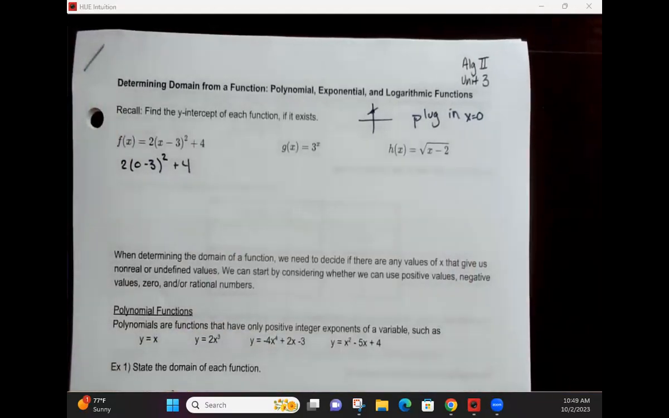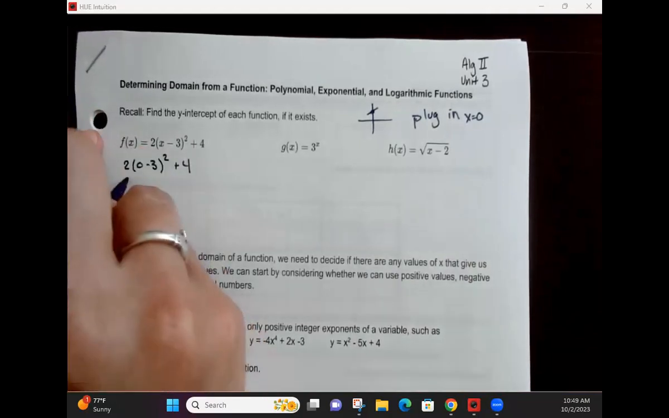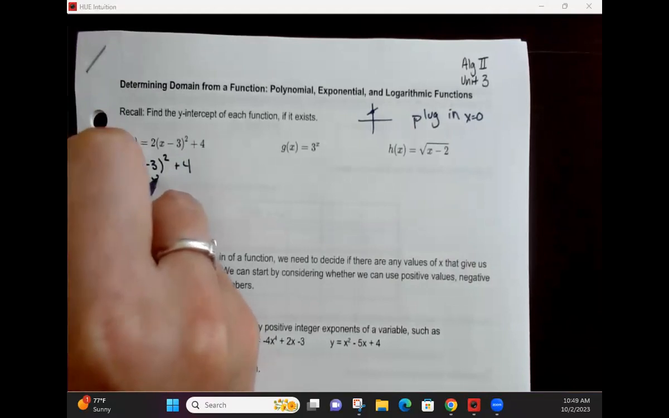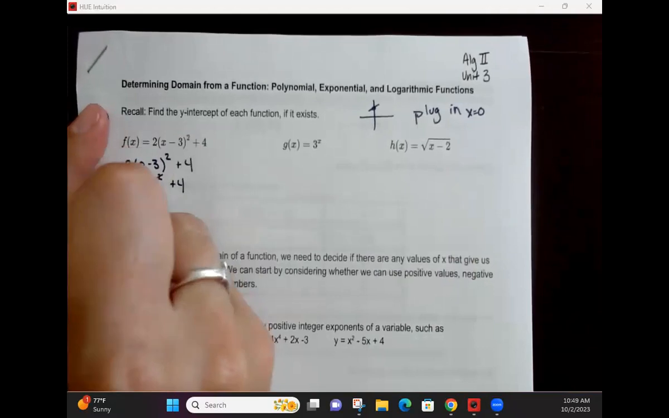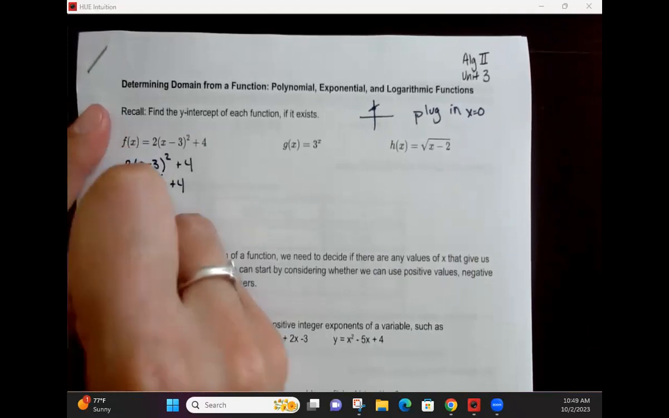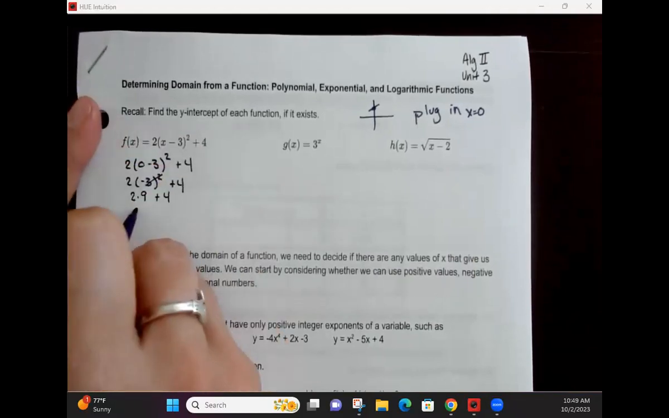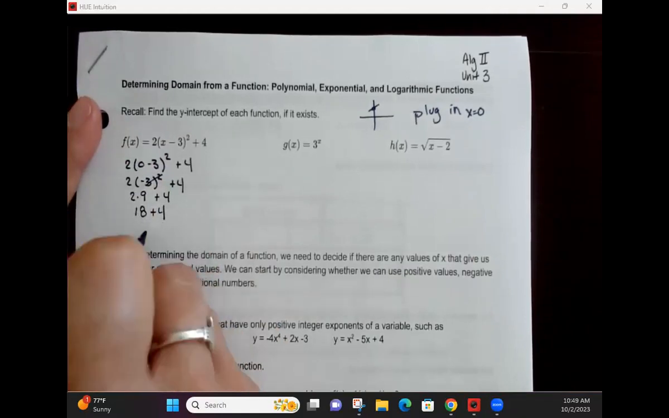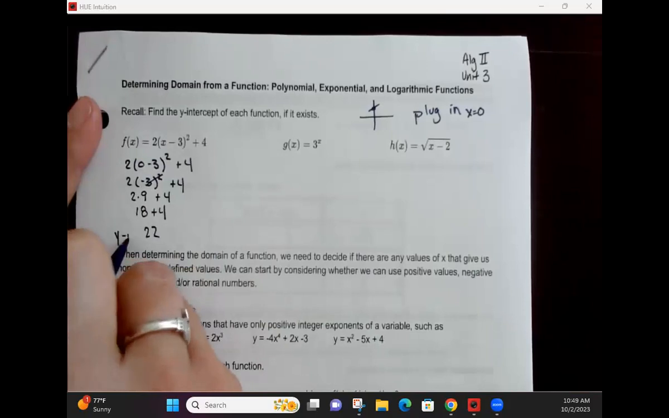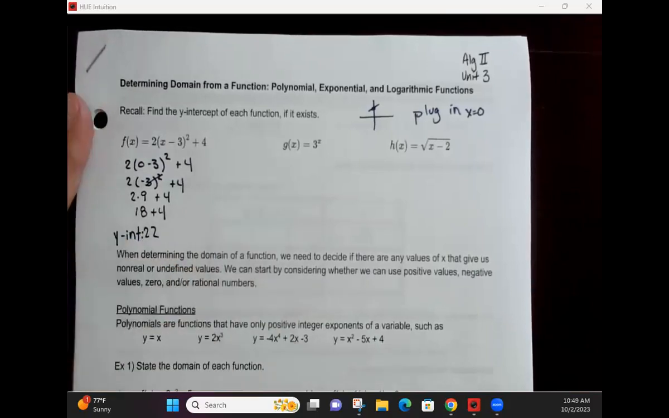In our first function, a quadratic function, because I've got x squared here, if I plug in 0 for x, I would have 2 times (0 - 3) squared plus 4. Make sure you're following order of operations, inside parentheses first. Then we square. So -3 squared would be 9. Then we'll multiply. 2 times 9 is 18. And then we add. So 22. My y-intercept will be 22 here.